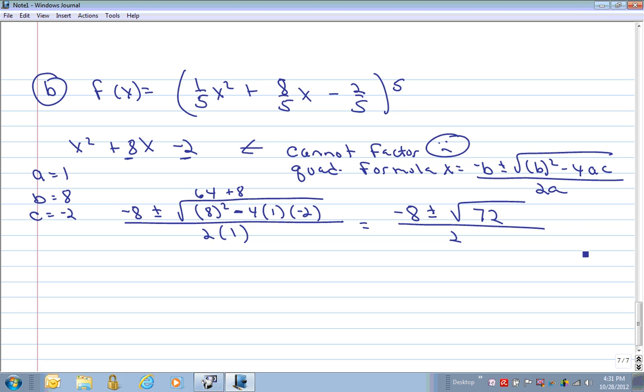So we're going to simplify the square root of 72. I'm going to go over here and do our little upside down prime factors. 72 divided by 2 would be 36.